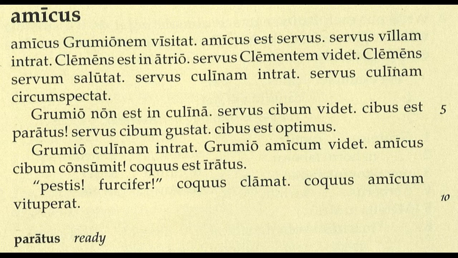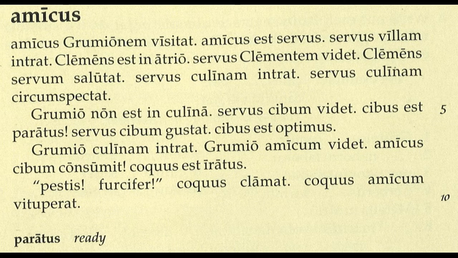Amicus Grumionem visitat. Amicus is the nominative, Grumionem is the accusative. The friend visits Grumio. Amicus est servus. Notice that there isn't an accusative in this sentence. They're all nominatives, and that's okay. You don't have to have an accusative in a sentence. The friend is a slave. Servus villam intrat. The slave is the subject nominative. Villam is the accusative direct object. The slave enters the house.